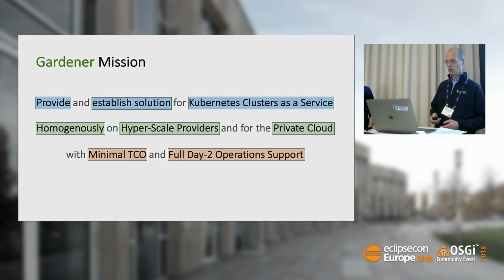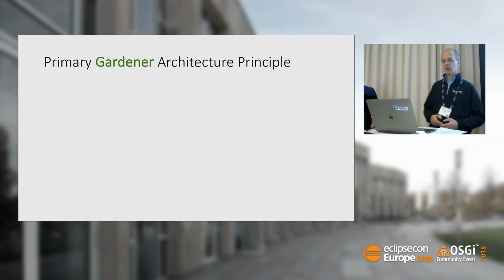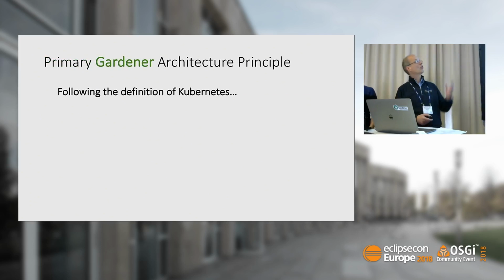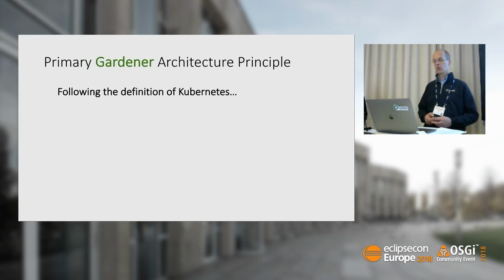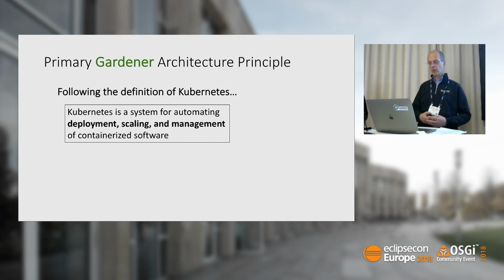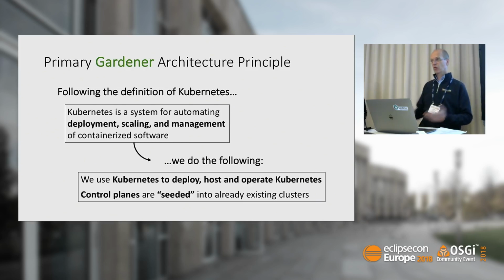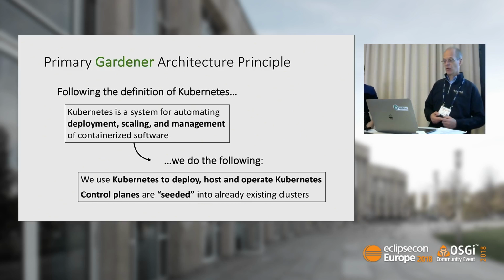And now let's look into what is the basic architecture principle. So we try to follow how Kubernetes works. So it's a system for automating deployment, scaling, and management of containers in the end. So what we do is we use Kubernetes to deploy Kubernetes clusters and manage them. And the control planes of most of the clusters we also run in Kubernetes. So we use also the Kubernetes functionality to keep those control planes up and running. And it also saves a lot of resources.